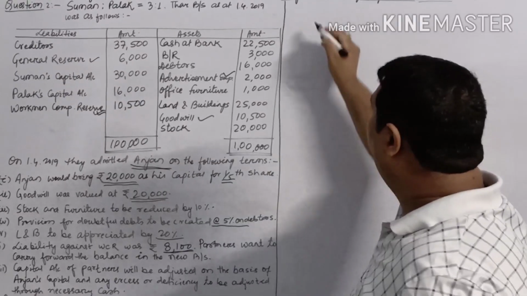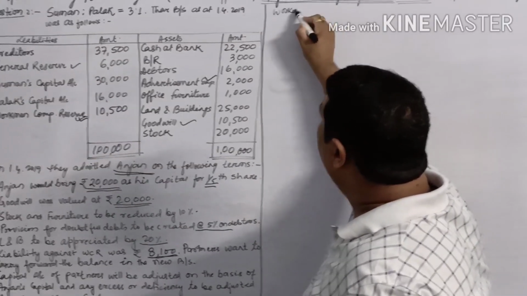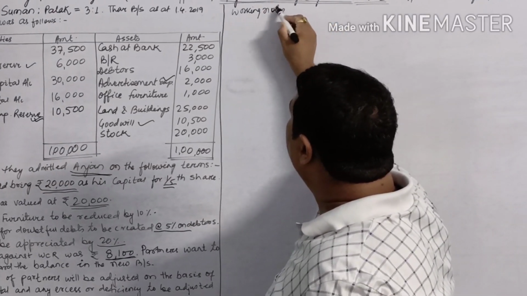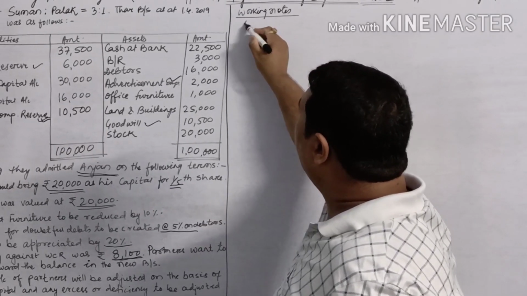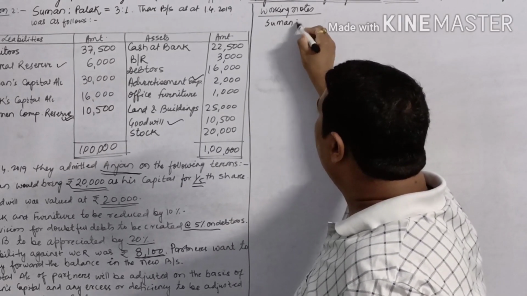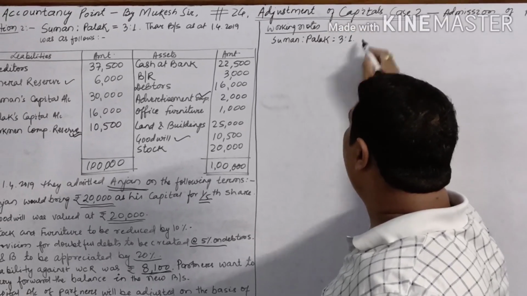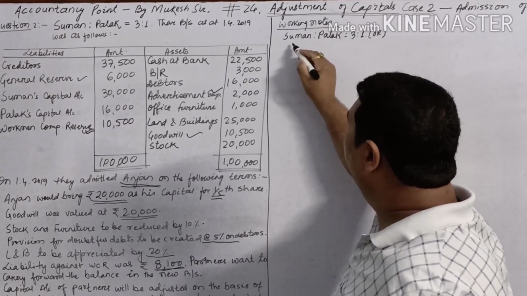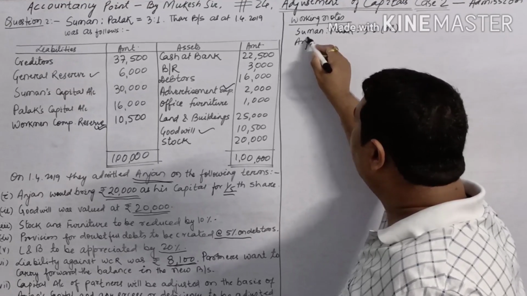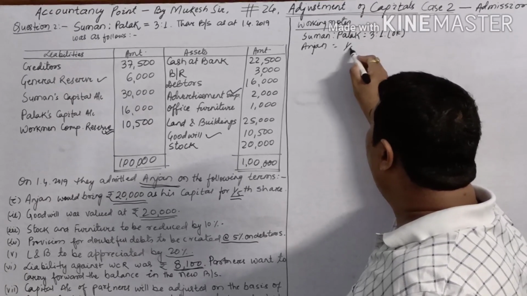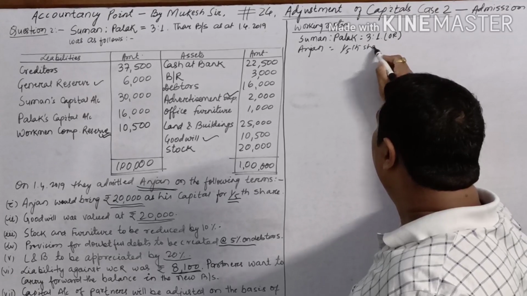Now children, we will do some working notes as we always do before solving the sum. We are having two partners, Suman and Palak, whose profit sharing ratio is 3:1. This is the old ratio. Anjan comes for 1/5 share.